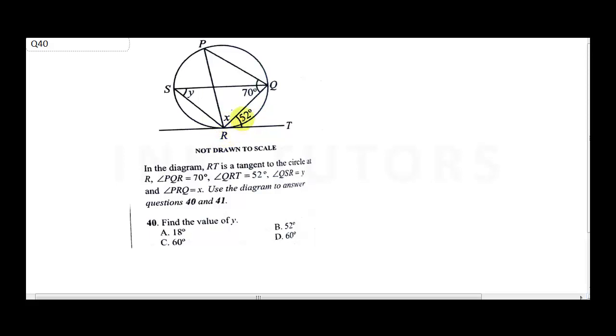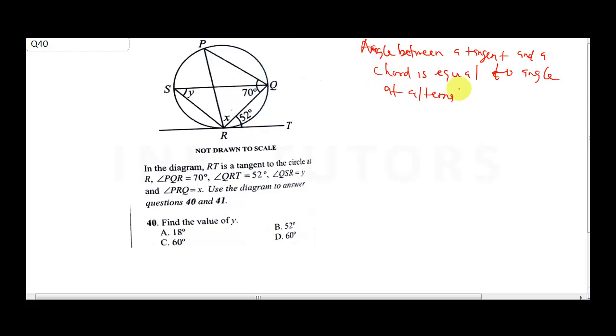Now, there's a rule that states that the angle between a chord and a tangent is equal to the angle at the alternate segment. Now I will explain.